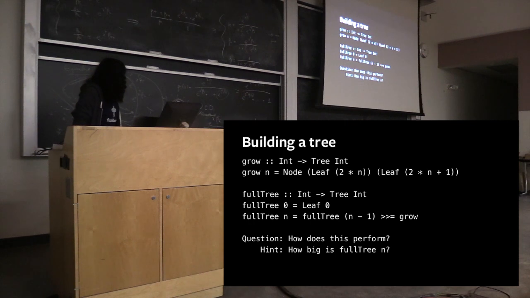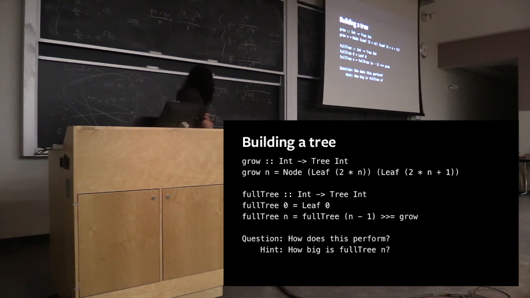So the question of how this performs, it's actually kind of similar to the issue with lists. This is also going to perform pretty badly. And so the hint here to figure out how badly this is going to perform is to realize how big a full tree is. So a full tree of depth n is a saturated binary tree, right? So that's 2 to the n elements. So this is going to take 2 to the n time to build this tree. And on one hand, that's bad, but on the other hand, the tree is that big, and so you can't really do better.